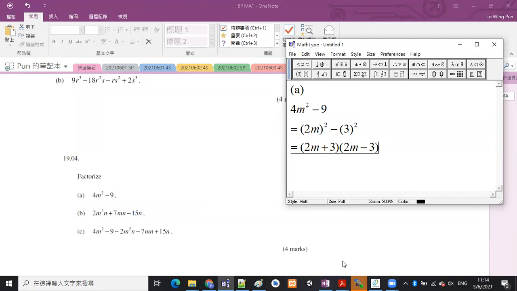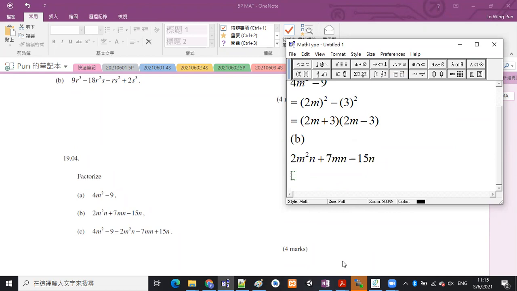嗱，唔好覺得呢啲係特別好有心思咁樣考你哋啊。OK， 即係求其出嘅啦呢啲，得唔得？成日都係咁樣做嘅啦。OK，你真係要記一記嘅有陣時啲嘢。And part B. So we have 2m squared n plus 7mn minus 15n. Can you tell me what should be the first step here?